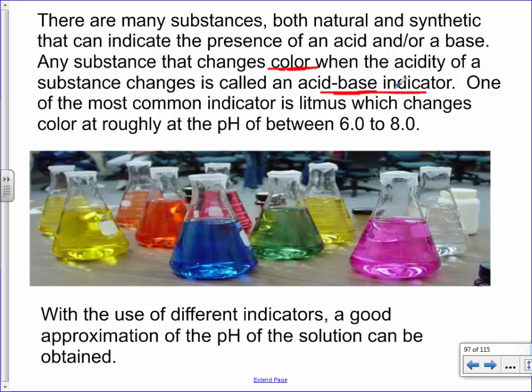Does that make sense? So, for example, phenol red is right below it. If phenol red touched something that had a pH of say 1, 2, or 3, it would be yellow. If phenol red touched something that was clearly a base, like 8, 9, 10, 11, 12, it would be red. But if phenol red was in a neutral solution, like say 7, it would be orange, because red and yellow make orange. Does that make sense? Okay.